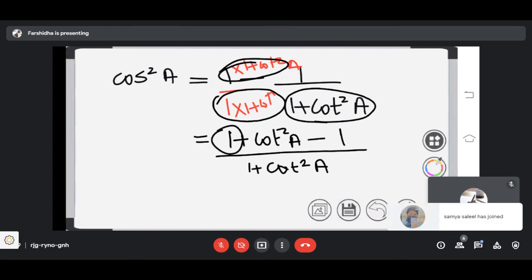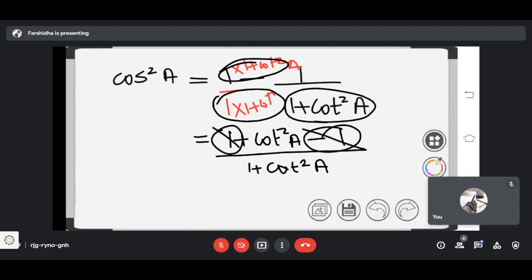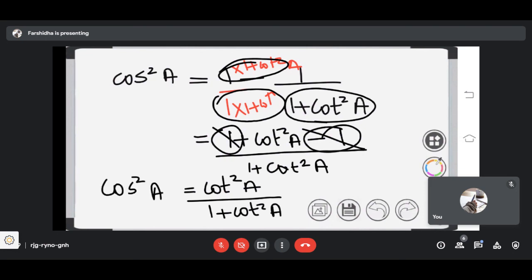See here, 1 minus 1 got cancelled, 0. So what is remaining? Cot square A divided by 1 plus cot square A. So we got cos square A is equal to cot square A divided by 1 plus cot square A.